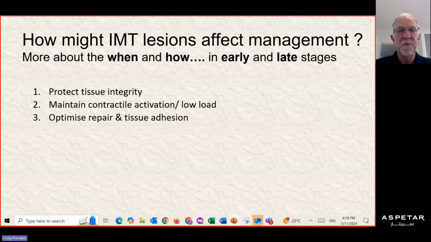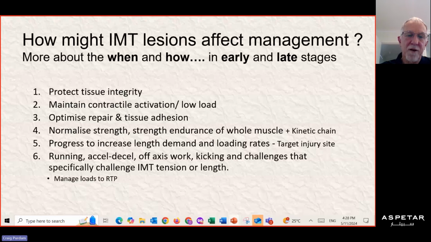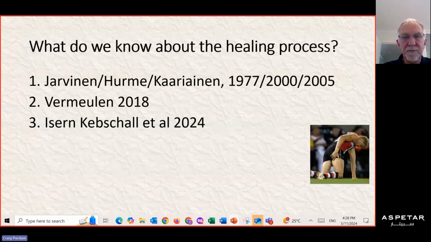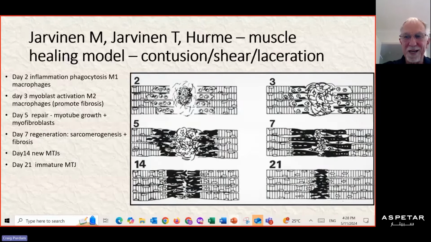It is very much about the when and how in our early and late stages, and then how we might go through the rest of our rehabilitation. The healing process, I'll spend very little time on this, and all of us, I think in our undergraduate years, learnt so much from the Järvinen group on the progress of our early myotendinous lesions.